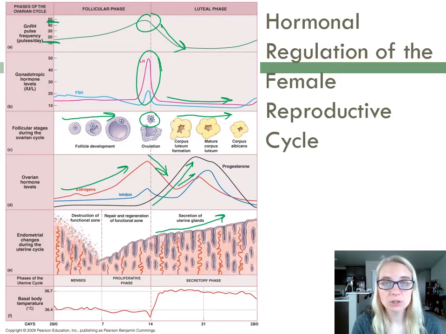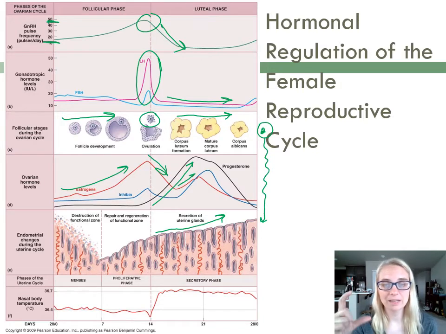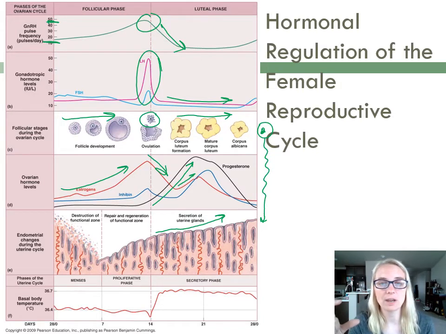stimulating the functional layer of the endometrium to increase in vascularization, to increase in glandular secretion, because at that day 14, that egg, as it comes down the uterine tube, if it gets fertilized, we want that to land in that nice thick functional layer of the endometrium. And if it does, that's going to result in a pregnancy.